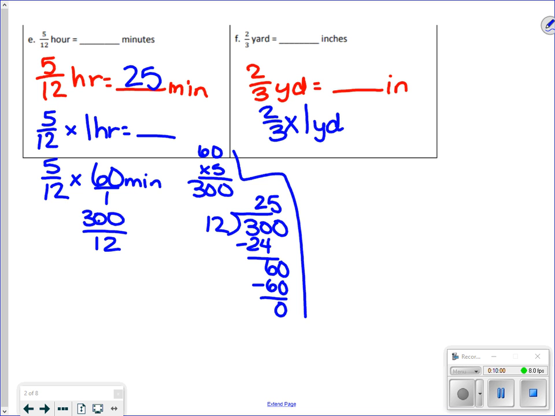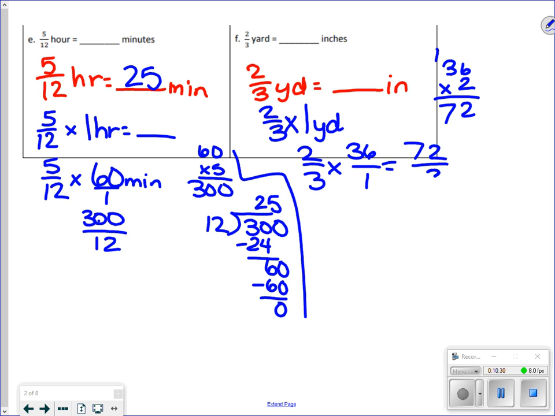2/3 of a yard. So 1 yard is 36 inches. 2/3 times the 36. 36 times 2. Big number goes on top because you can't multiply it easily when you put the big number on the bottom. That's 72 over 3. 3 goes into 72. 3 goes into 7 twice.